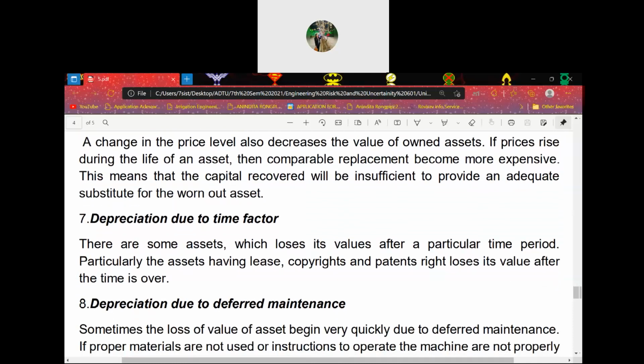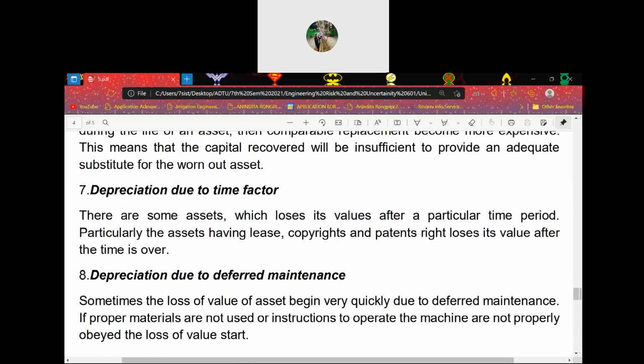Number 7, depreciation due to time factor. There are some assets which lose their value over a particular time period. Particularly, assets having a lease, or copyrights and patent rights, lose their value after the time is over.